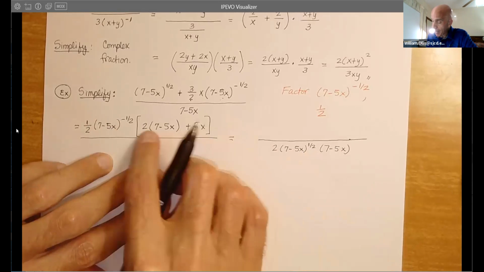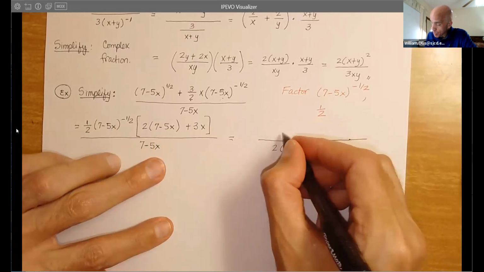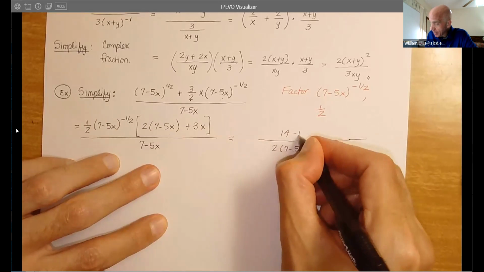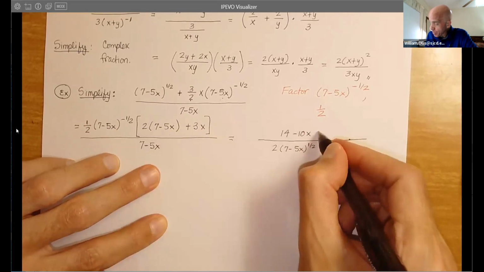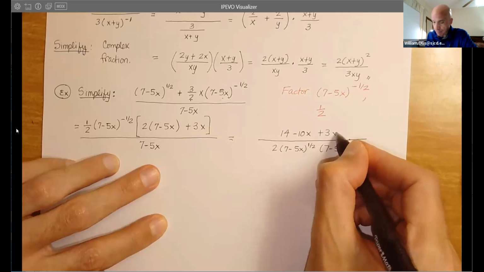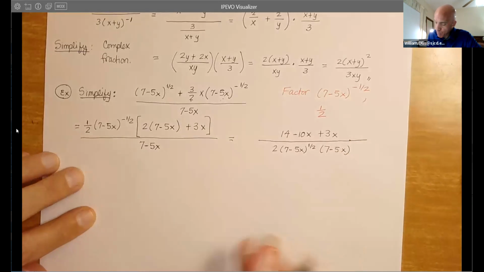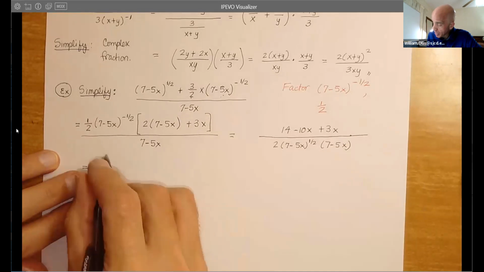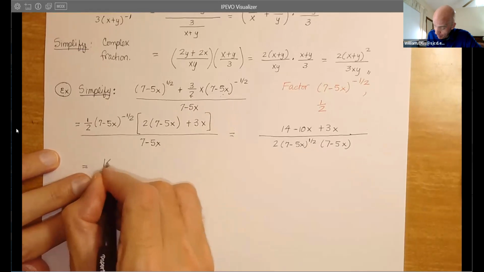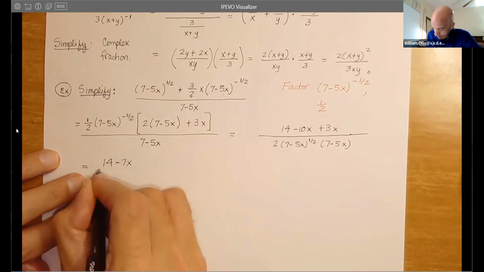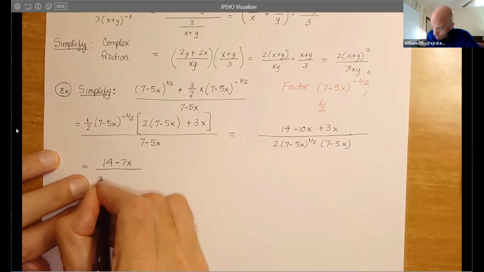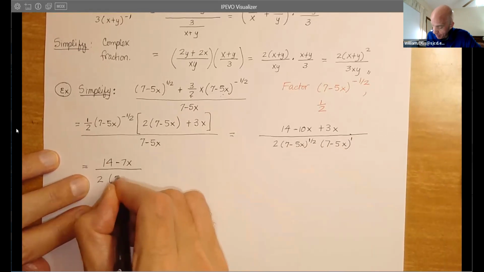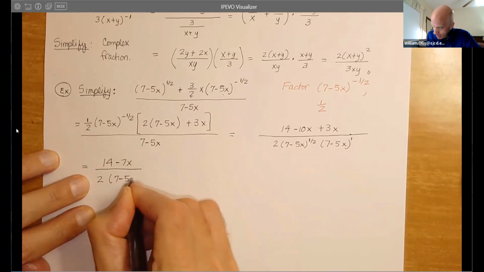Now up here, we just combine. So we have 2 times the 7, which is a 14. And we have 2 times the negative 5x, which is a negative 10x. And then we have plus a 3x. Now, what's interesting at this point is that all we have to do now is just clean it up. Let's combine the like terms. So we get what? 14 minus the 7x. And then downstairs we have a 2. But now, of course, that's a 1. So the 1 plus the 3/2 gives us 7 minus 5x to the 3/2.